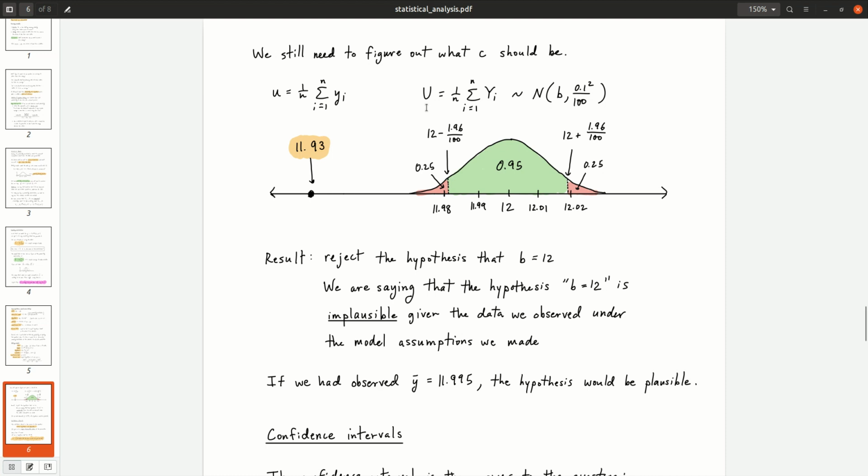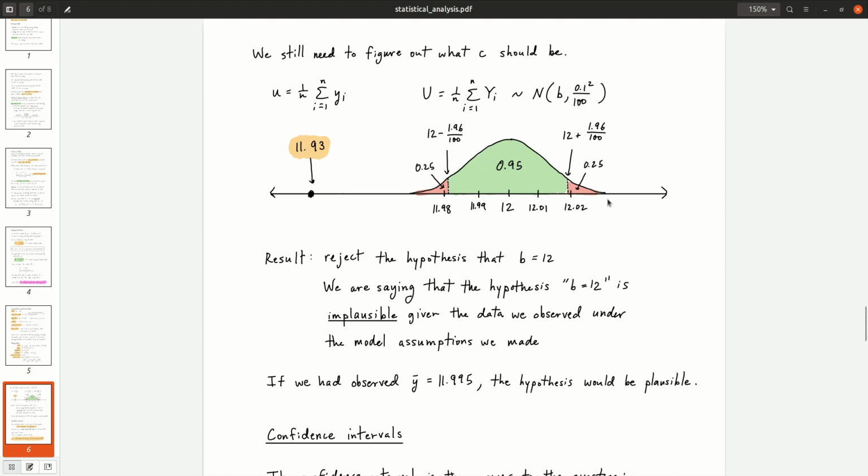Now the random variable version of the statistic, which is also known as the estimator, is you just take the same exact thing and you plug in capital Y's. And if you do the math to figure out what this distribution is, it's normal with the same mean, b, and its variance is 0.1 squared divided by n, which is 100 in this case.